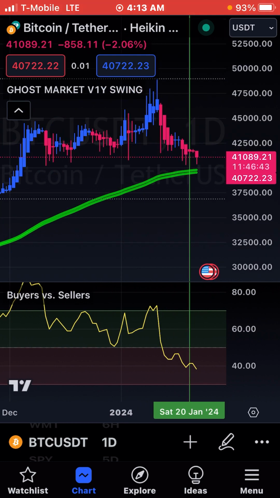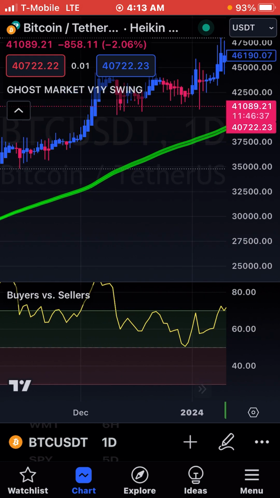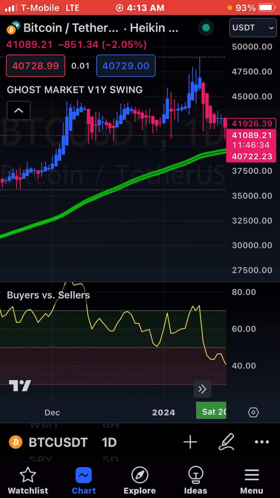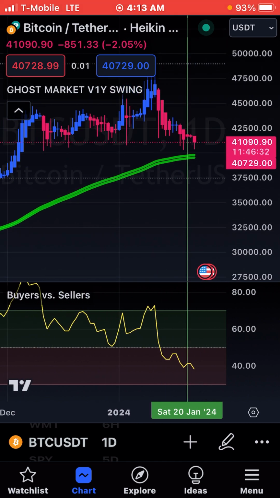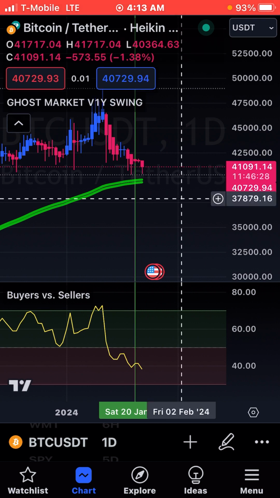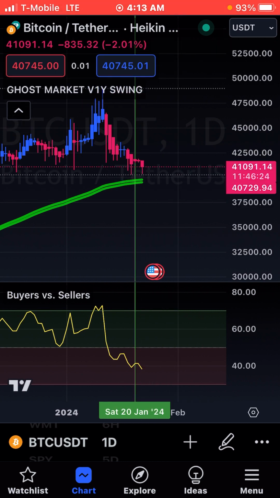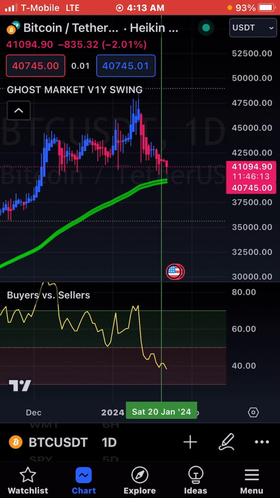Now, what we can notice from the Ghost Market Pro here, if we go here, we're looking at the day, is that we're still in an uptrend. That could change very soon if we go down here to about 39,000. We will change into a downtrend if we break that. We are looking here on the day. So the whole point of the Ghost Market Pro is to see what the overall trend is.